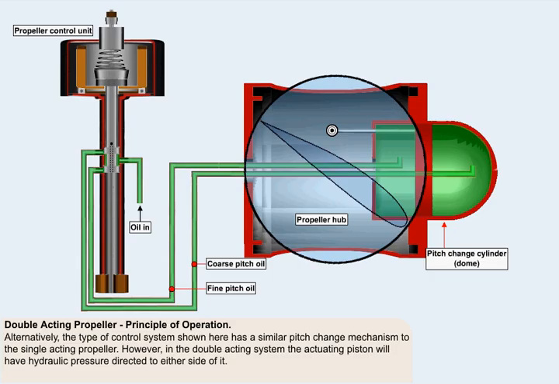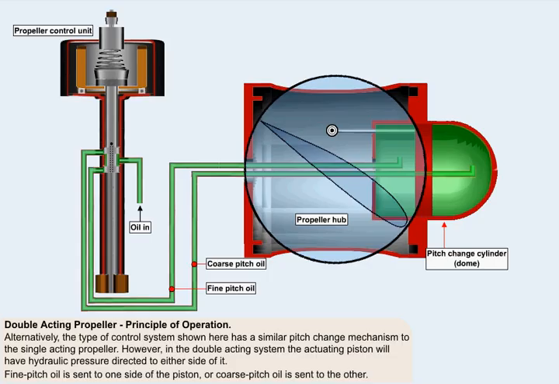Alternatively, the type of control system shown here has a similar pitch change mechanism to the single-acting propeller. Like the single-acting propeller, its pitch change mechanism is also mounted towards the front of the hub, and the cylinder also contains a hydraulic piston. However, in the double-acting system, this piston will have hydraulic pressure directed to either side of it.